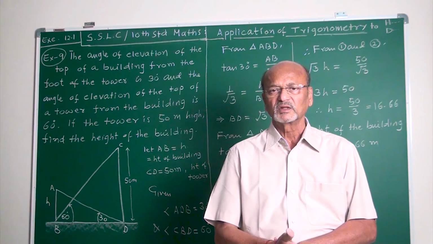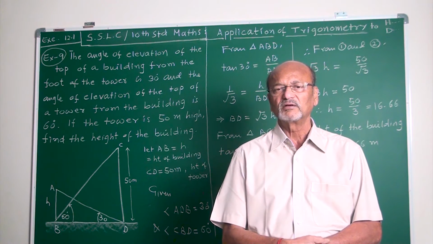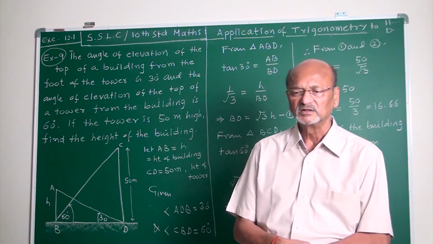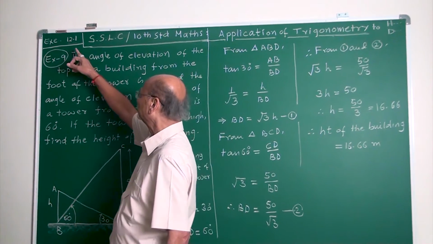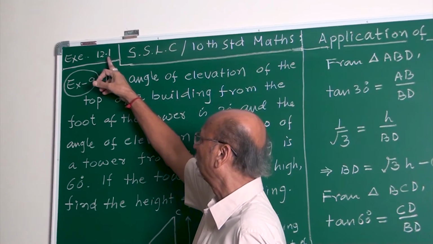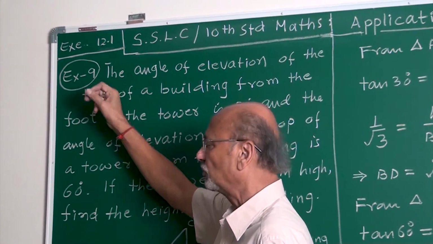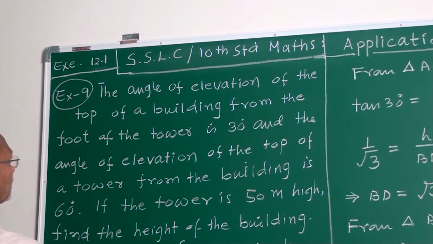We know them, and we have started doing examples based on angle of elevation and angle of depression. Now we have done some examples, selecting from exercise 12.1. This is example number 9, what you are seeing on the board. What does it say, my friends?